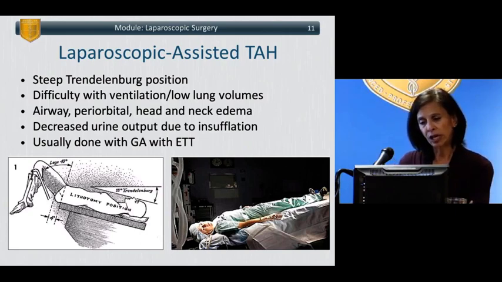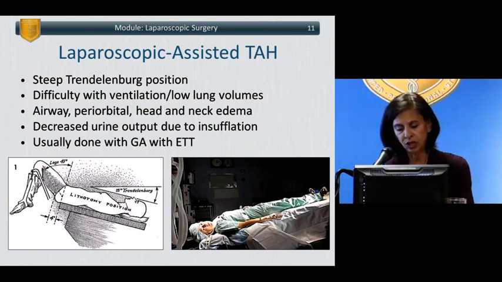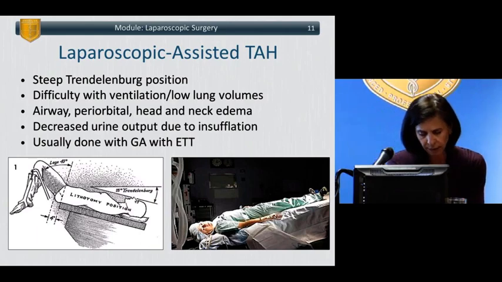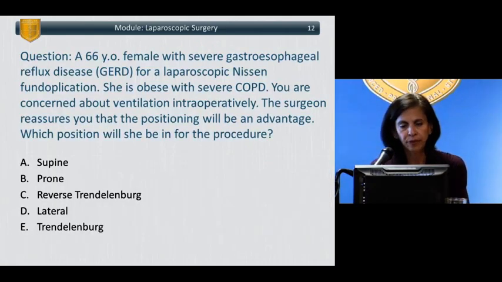Usually these are done with general anesthesia with an endotracheal tube, both because of the difficulties with ventilation as well as the risk of aspiration of gastric contents coming up, as well as the risk of airway edema.